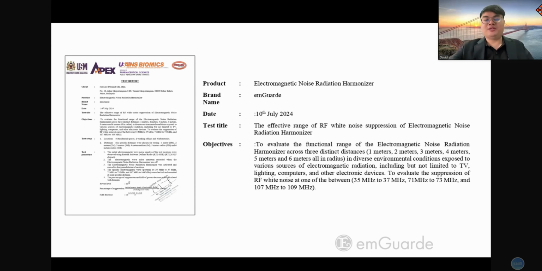Okay, now for your information, Japanese companies like emGuarde are being very conservative. They're going to tell the market that the emGuarde is only able to cover up to a 4 meter radius. But the actual testing in the laboratory is up to a 6 meter radius. This is for you to gain more confidence that your emGuarde can actually cover further than 4 meters.